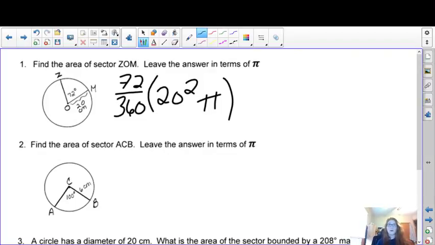So I'm going to go ahead and put the majority of this in my calculator to see if it gives me a solid answer or to see if I get a fraction. And I'd know my answer would be in fractional form if I got a decimal. 72 divided by 360 times 20 squared. The way I'm going to enter this in the calculator is I'm going to put parentheses around my fraction, like so. And I get out 80. So my final answer is 80 pi.